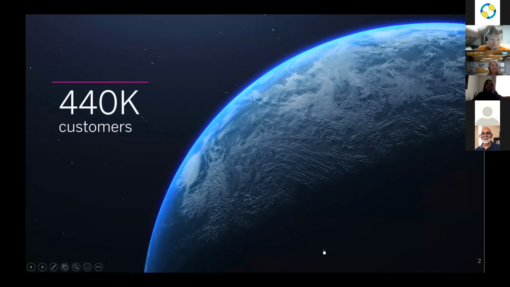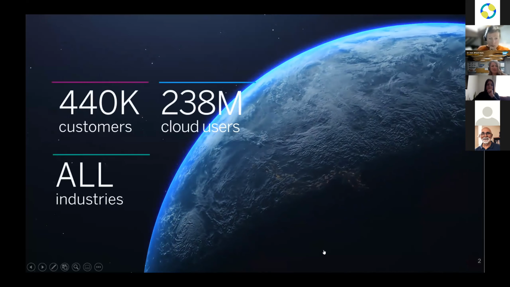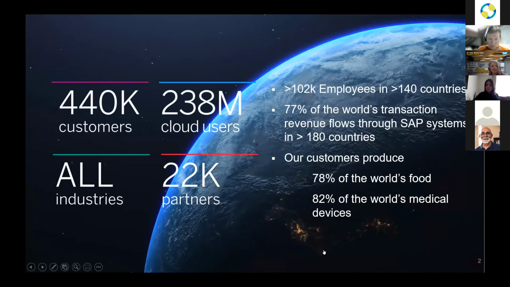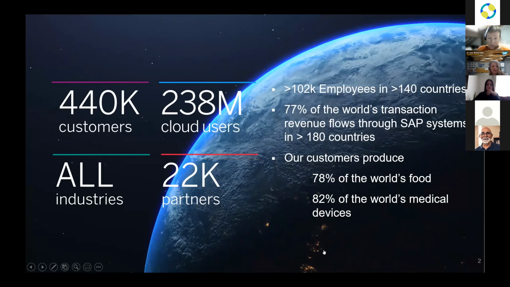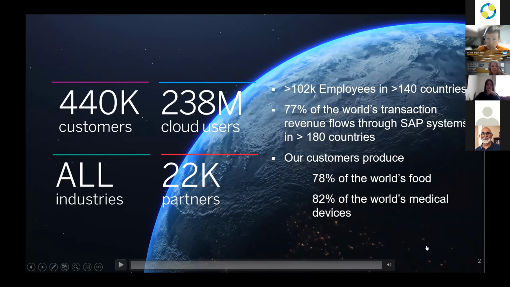First, a brief introduction of our company. SAP is the largest European software company. We have more than 440,000 customers in over 180 countries and 238 million cloud users. SAP employs about 102,000 people and has locations in more than 140 countries.